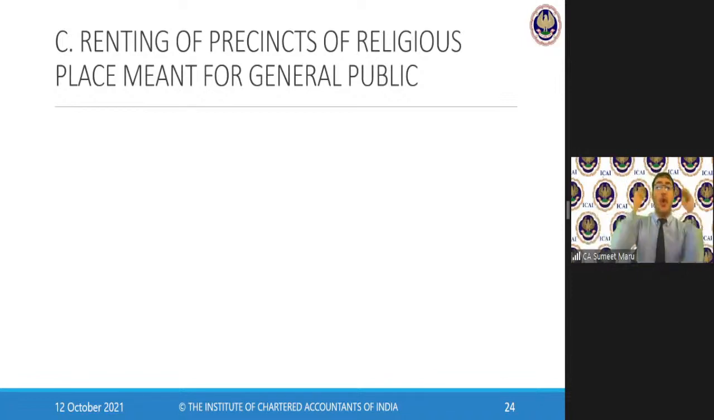So say they have said, if there is any religious place, they are giving different things on rent. Then what about exemption, sir? Here, when they are saying the precincts of a religious place, please don't be very rigid with this. Don't take only the temple premises. Precincts generally means the outside boundary of that particular place. And in this place, if they are renting anything, what about exemption in this case?